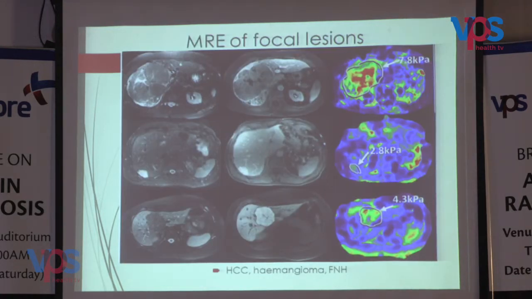So focal liver lesions: on the bottom slide you can see a case of HCC, one hemangioma and one focal nodular hyperplasia. So this is your hemangioma, this is FNH and this is HCC. So you can clearly see that the stiffness is very much elevated, much more than your 5 in this malignant lesion. So the bottom line is, if a lesion is malignant, it is stiffer, usually above the cutoff of 5 kilopascals.